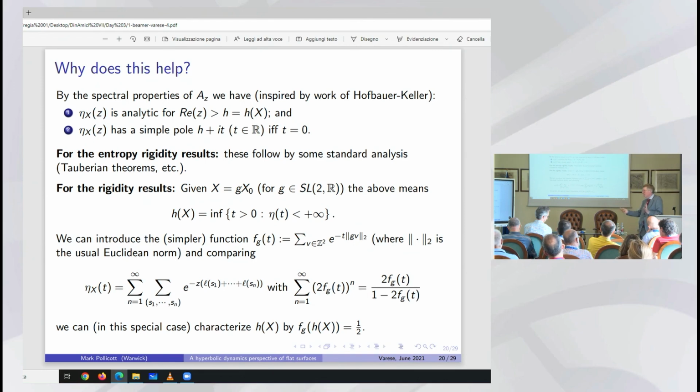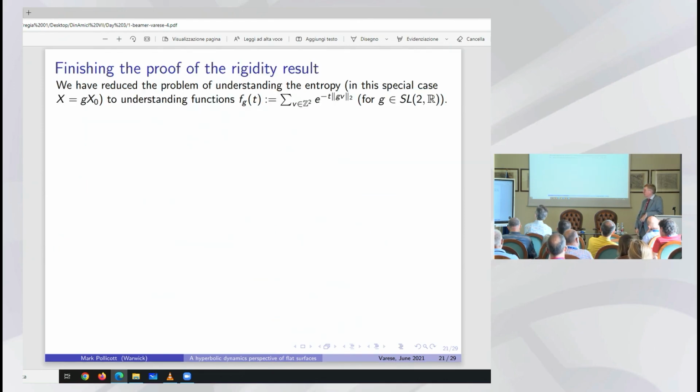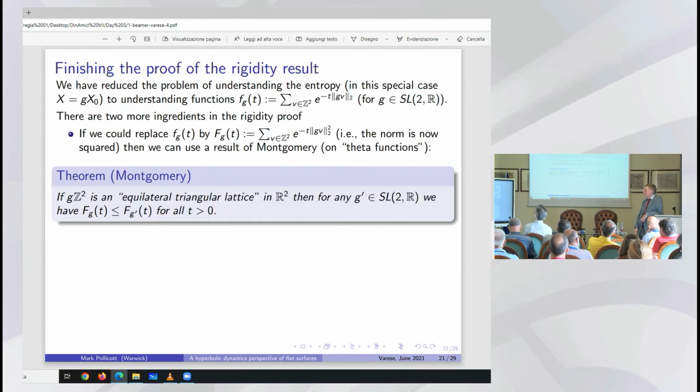And then there's some messing around. There's always messing around in calculations. I always hate that bit. And then one does stuff.